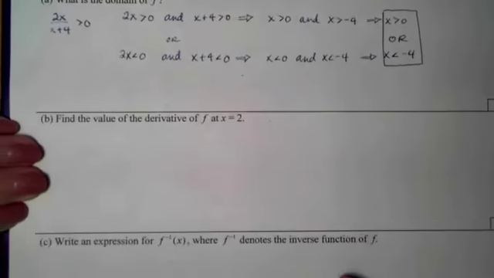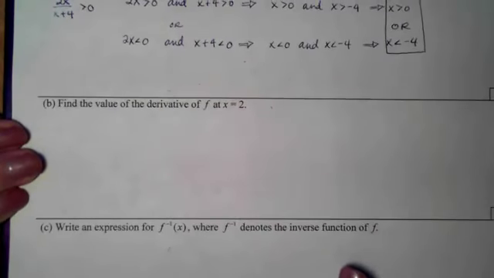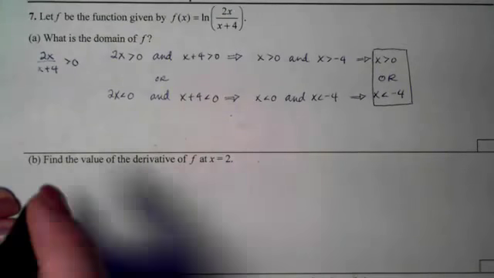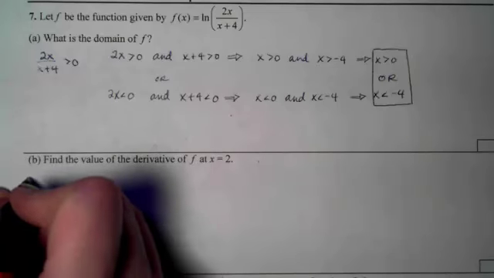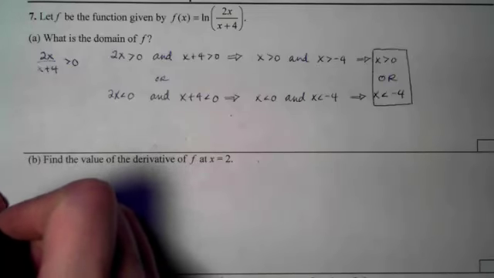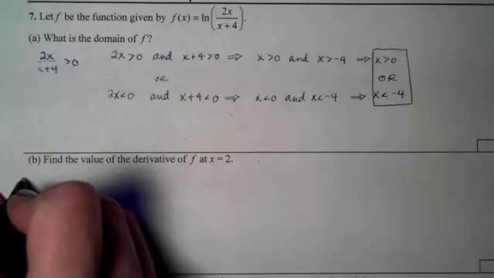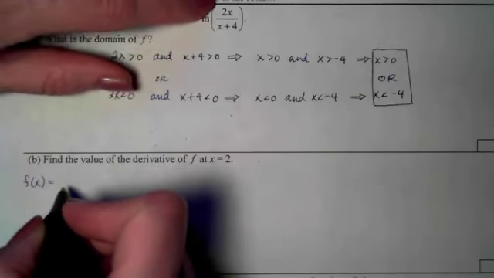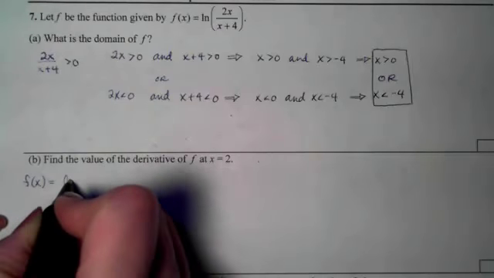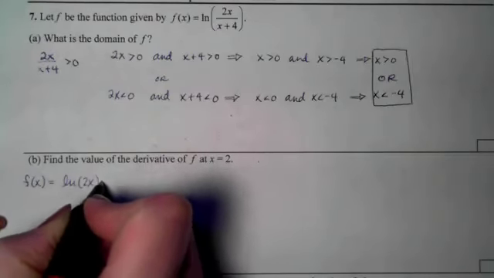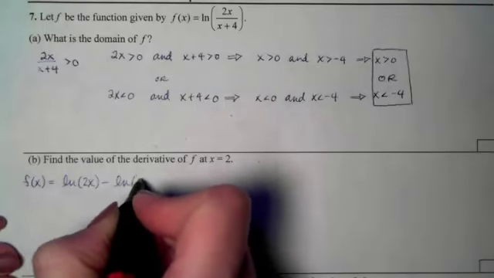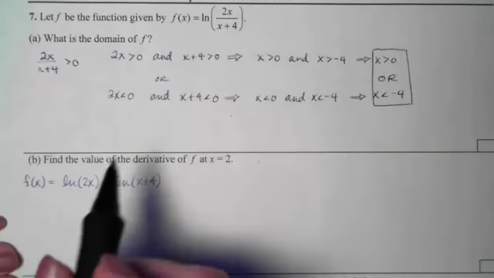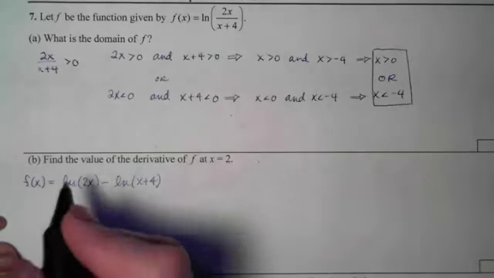Next, part B says we want to find the value of the derivative at x equals 2. So we have to take the derivative of this function. I'm actually going to do this two ways. One of them is probably the easier way because we can use the properties of logs to rewrite this. We'd have the natural log of 2x minus the natural log of x plus 4, since interior division is the same as exterior subtraction.